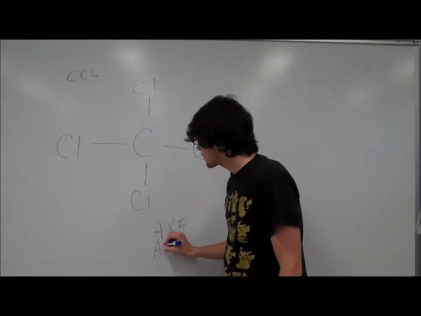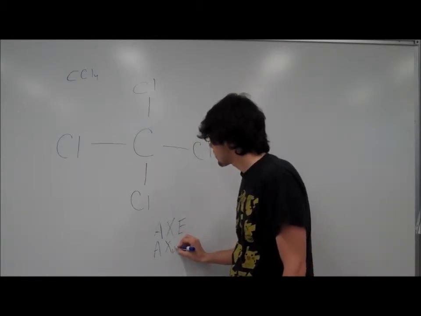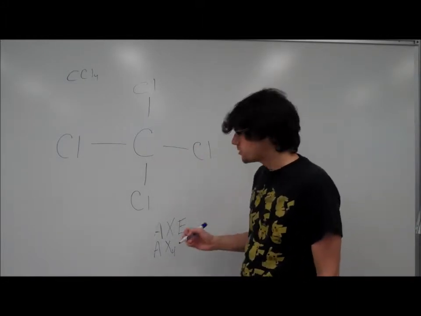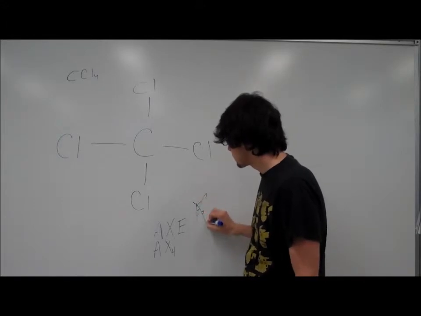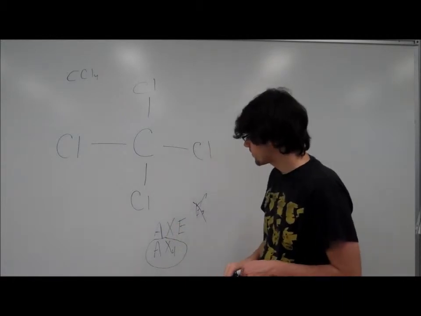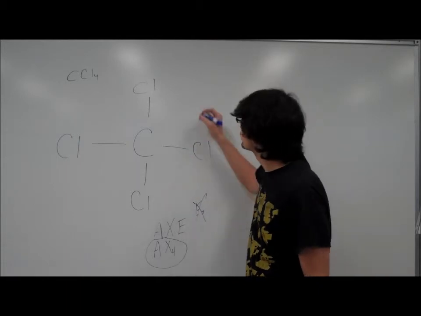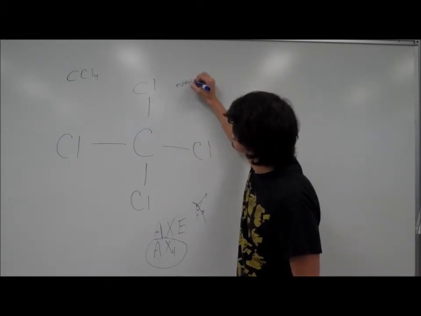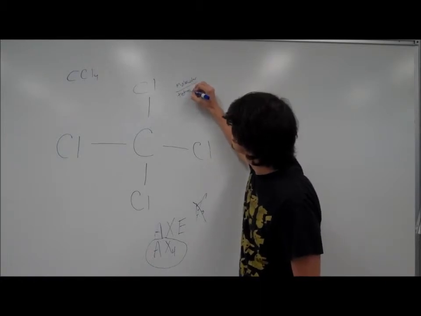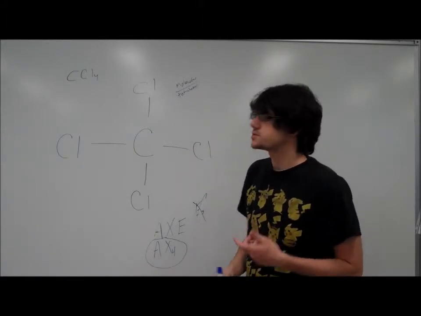So we have A, we have 4 bonding atoms and 0 lone pairs on the central atom. So you don't have to put E0. You just keep it AX4. Now, referring to the chart in our lab manual, we can determine that the molecular geometry is tetrahedral, and our electron geometry would also be tetrahedral.